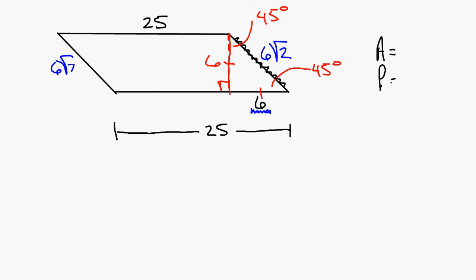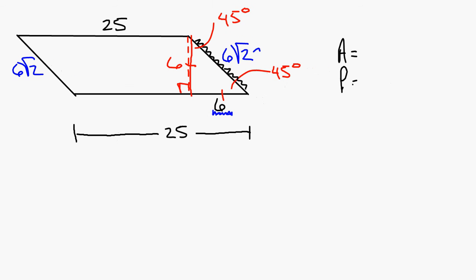So for your area, let's take this and multiply it first. In your calculator, you can do 6 times the square root of 2, which is 8.48. We're going to use 8.5. So the area is going to be equal to the base, which is 25, times the height, which is 8.5. And 25 times 8.5 is 212.5.